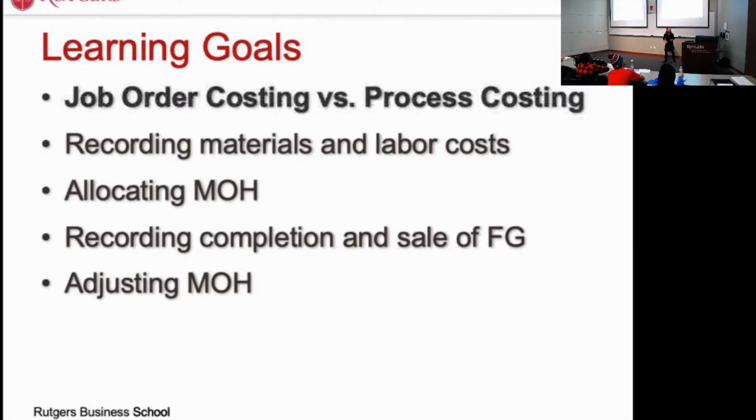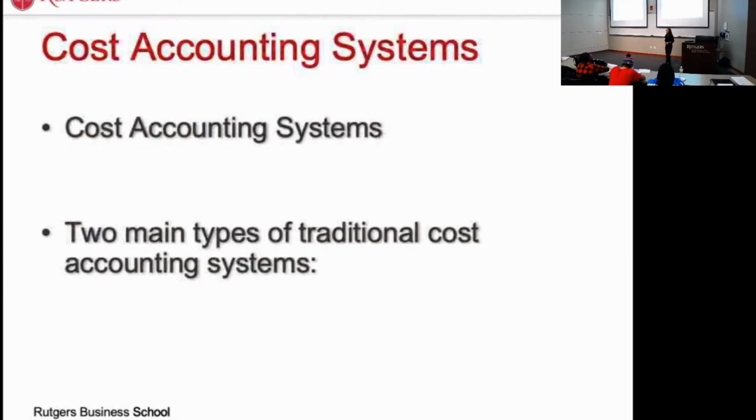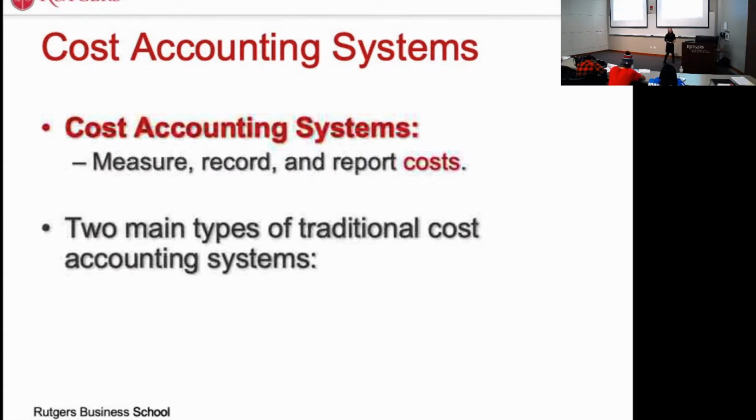So the job order costing and the process costing, they all belong to cost accounting systems. So what is this cost accounting system? By its name, it's just an information system that measures, records, and reports the costs. Right? So for this one, you don't need to remember the definition. I just need to show you what that is.